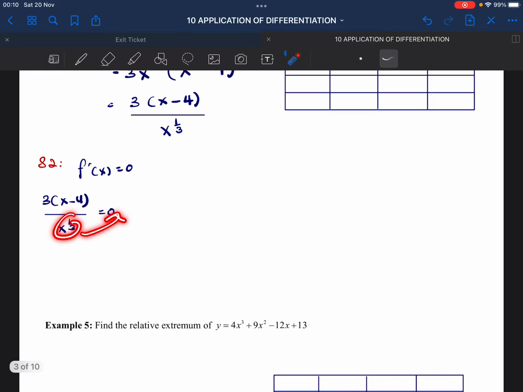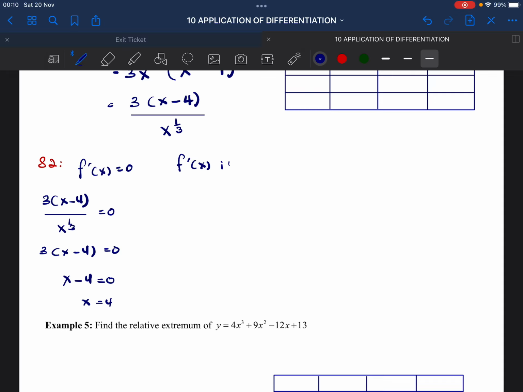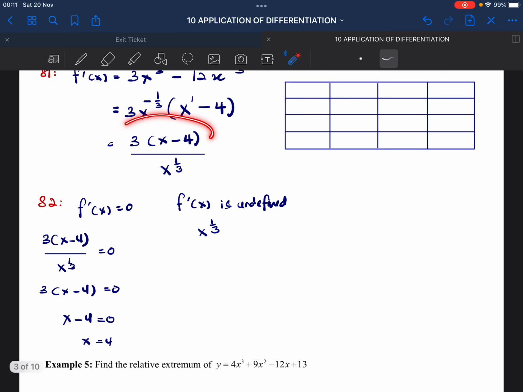So the denominator moves up and we get 0. And then we will have 3x minus 4 equals to 0. Divide by 3 is still 0. So here we will have x minus 4 equals to 0. x equals to 4. And don't forget that we have another one here. f'(x) is undefined. Otherwise, you will miss one point. So x^(1/3) is undefined. f'(x) is undefined when x^(1/3) is equals to 0. So therefore we have x is equals to 0. So now we have two critical numbers.